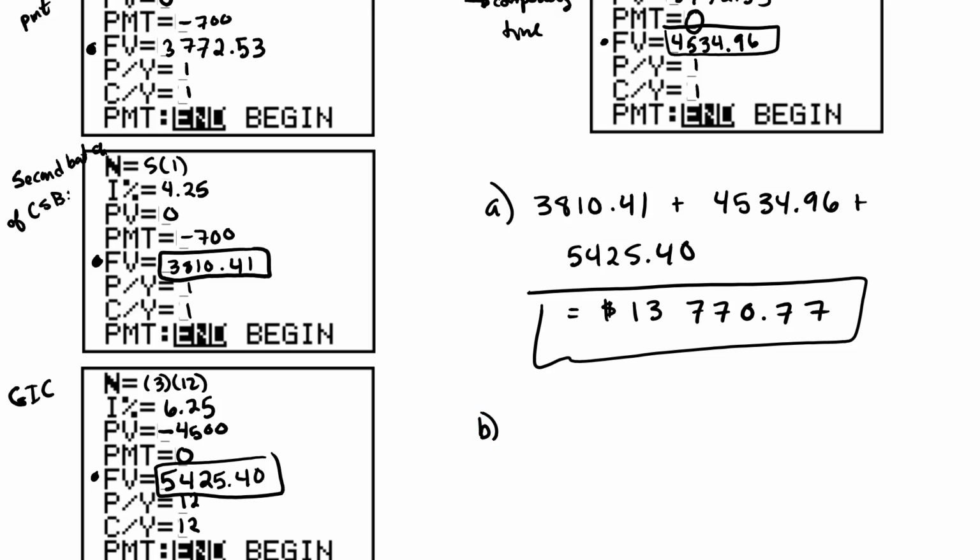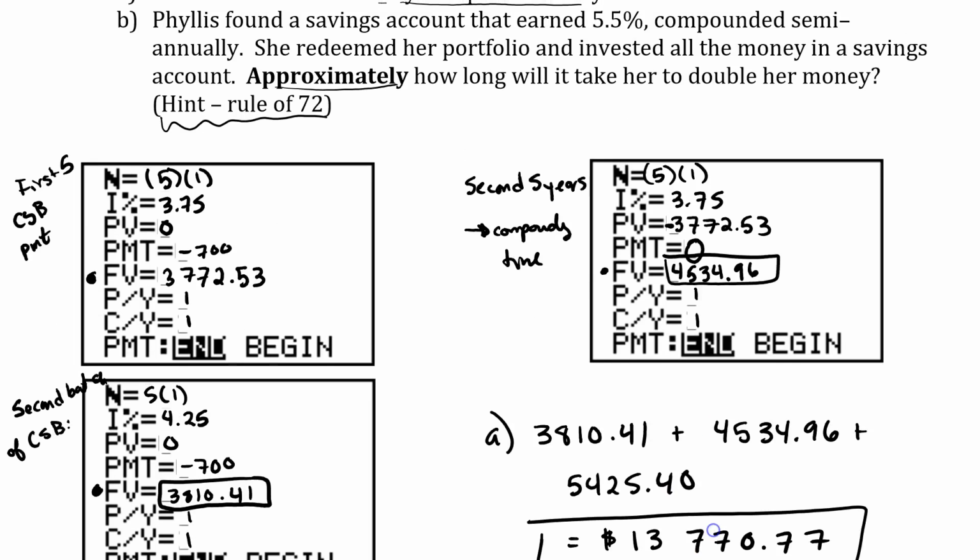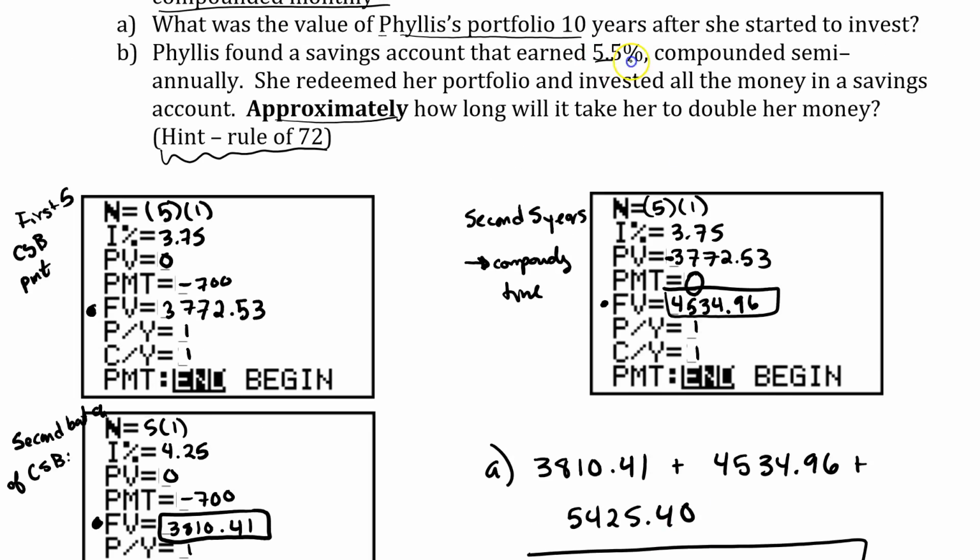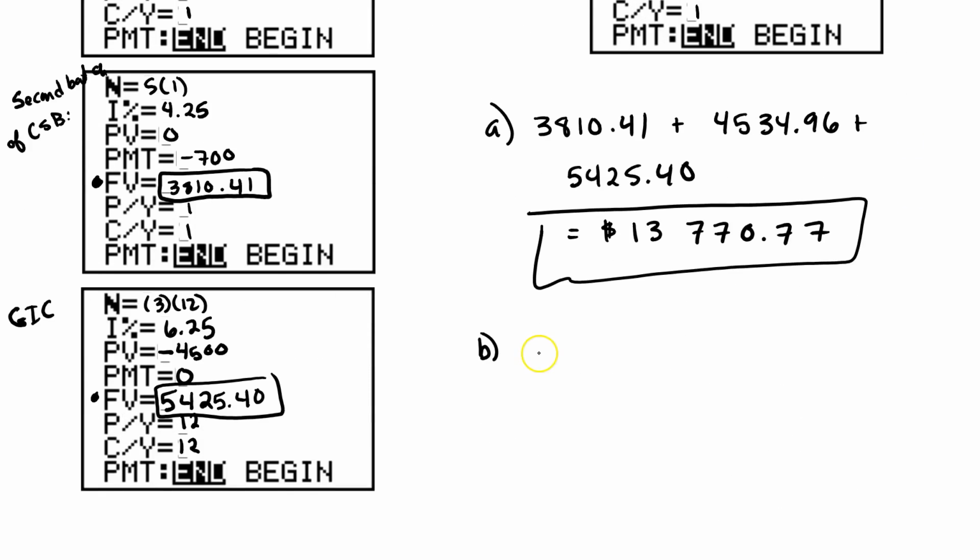Now it says the approximate doubling time for an investment at 5.5%. No problem. We can just use the rule of 72. So we say 72 divided by 5.5, and it's going to be approximately 13.09 years. So it will take her approximately 13.09 years, or just over 13 years, to be able to double her investment.